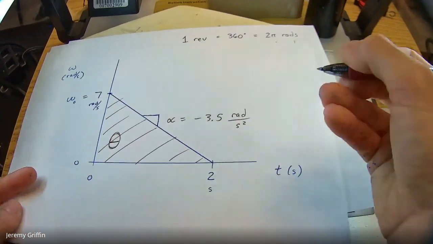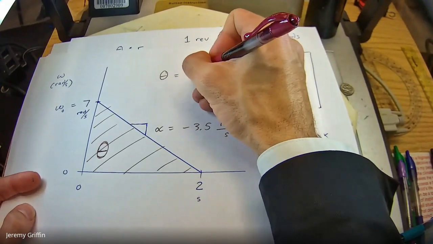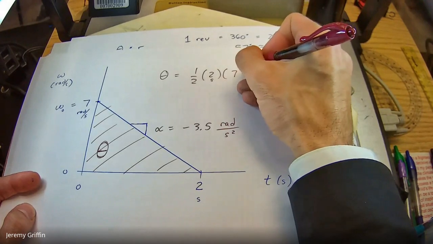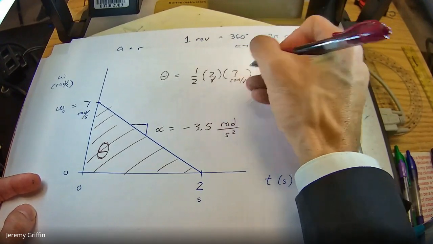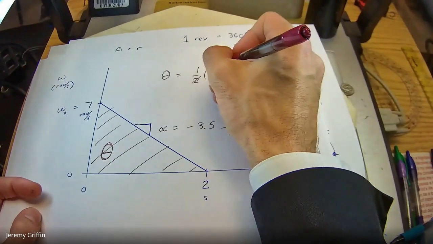Okay, so shouldn't that just be the area of that triangle? 1/2 base times height, right? 1/2 times the base of 2 seconds times a height of 7 radians per second. That second's going to cancel. The 2 and the 1/2 cancel.